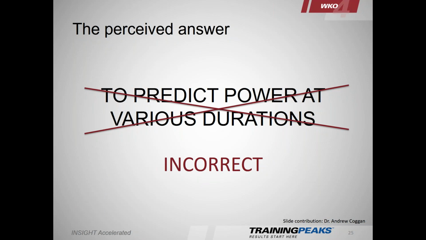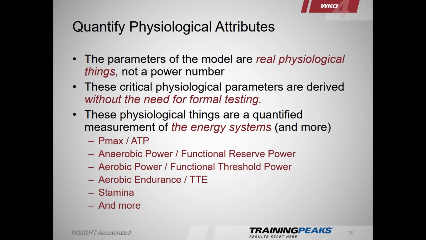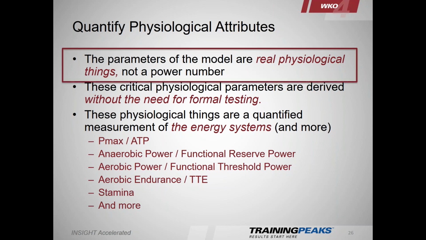So going back to this point about predicting power at various durations, our goal was not that. Our goal was to quantify physiological attributes. This probably is the most important slide if you really want to grasp what we're doing, because it's also going to get insight into what's going to be happening in the future. So first off, when you have a model, it has parameters, right? And the parameters of the model are real physiological things, not a power number, right? So the reality is the model itself best replicates or best indicates real physiological things. It's funny, that's Kevin's way of saying it, so I stole it for this webinar.